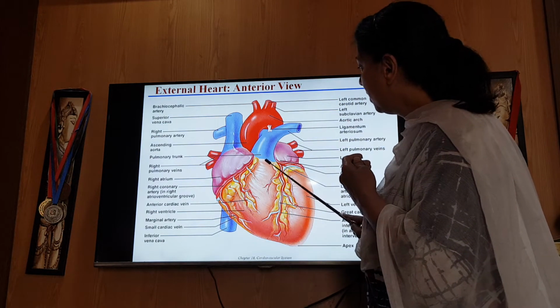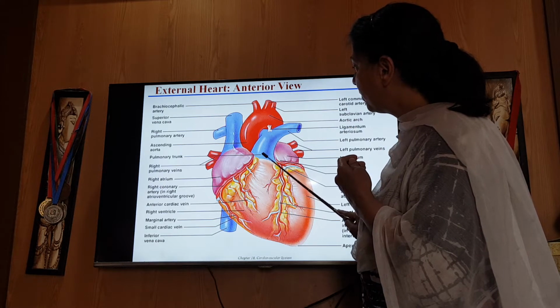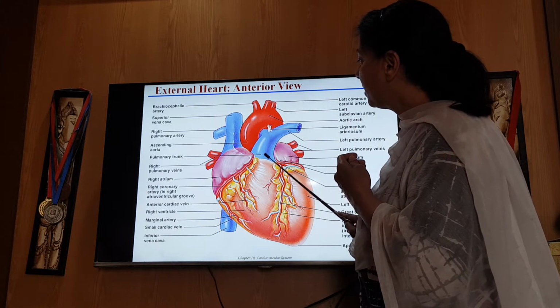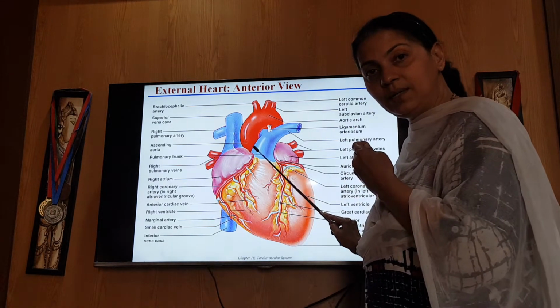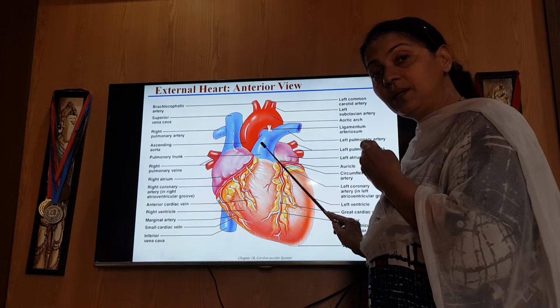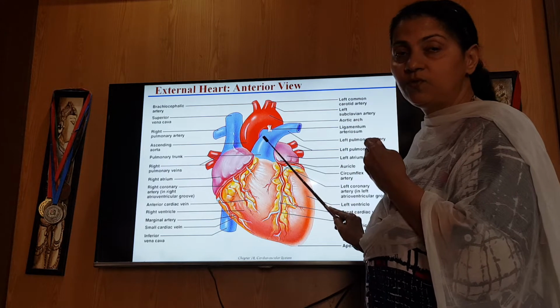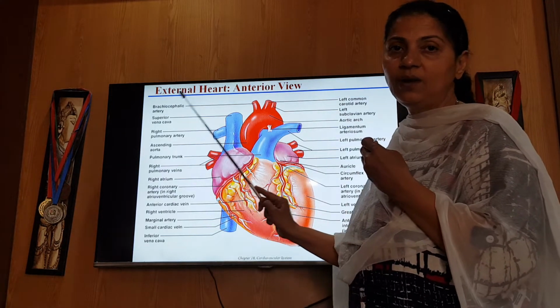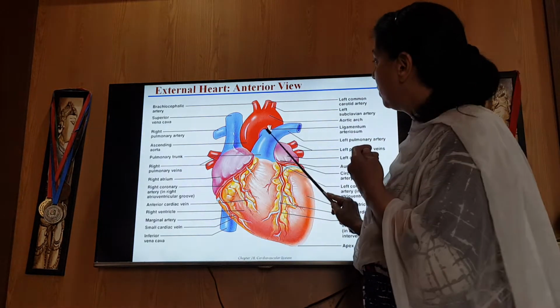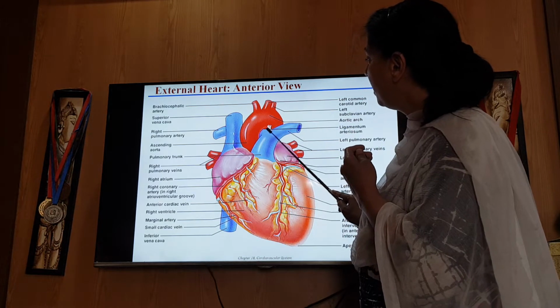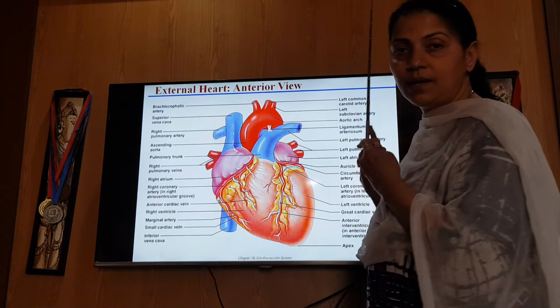See, from the right ventricle we are seeing pulmonary trunk. Pulmonary trunk has to divide into two arteries because it has to give one branch to the right lung and one to the left lung. So this is the right pulmonary artery and this is the left pulmonary artery.